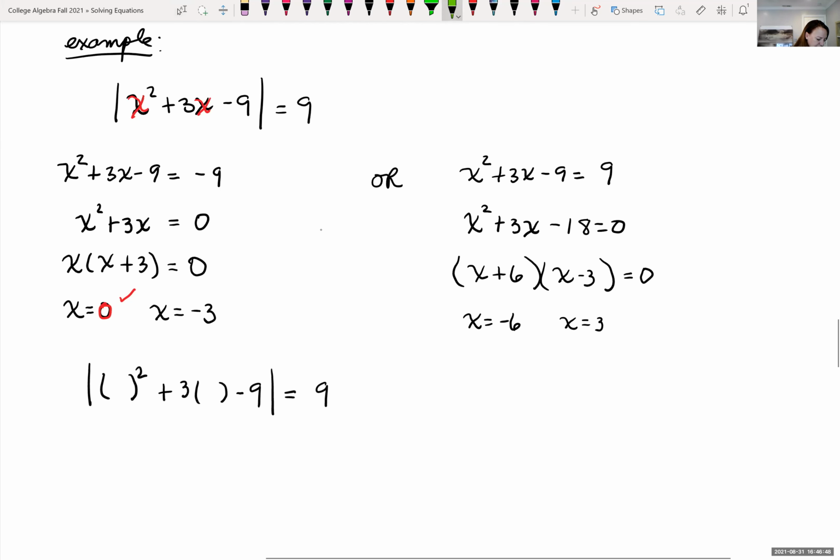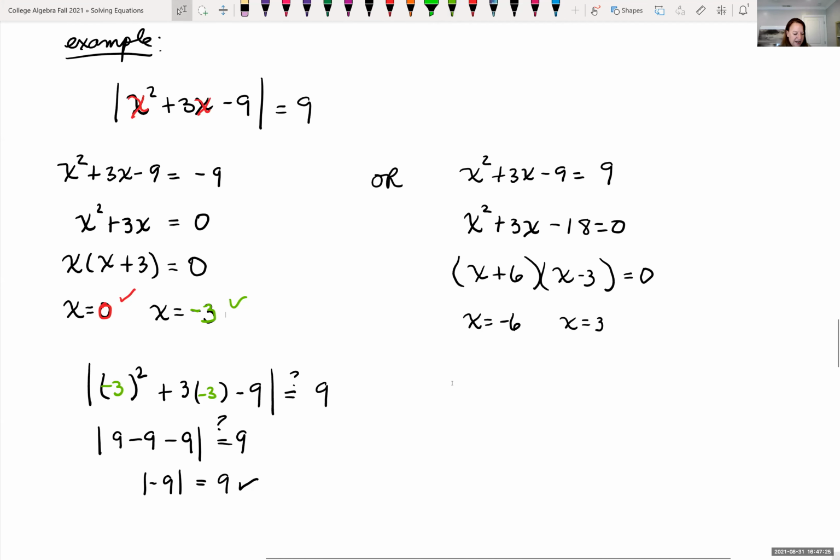So x equals negative 3. So we have inside our absolute value, in this case, negative 3 quantity squared is 9, plus 3 times negative 3, that's minus 9. Minus 9, does this equal 9? It does, because 9 minus 9 is 0. And so we have the absolute value of negative 9, that is equal to 9. So x equals negative 3 works.